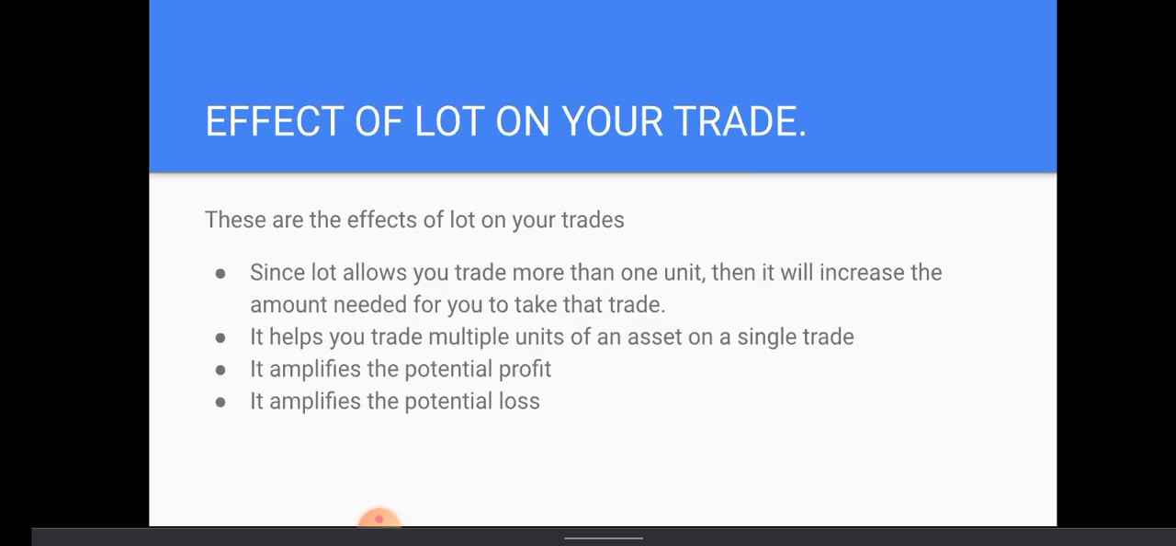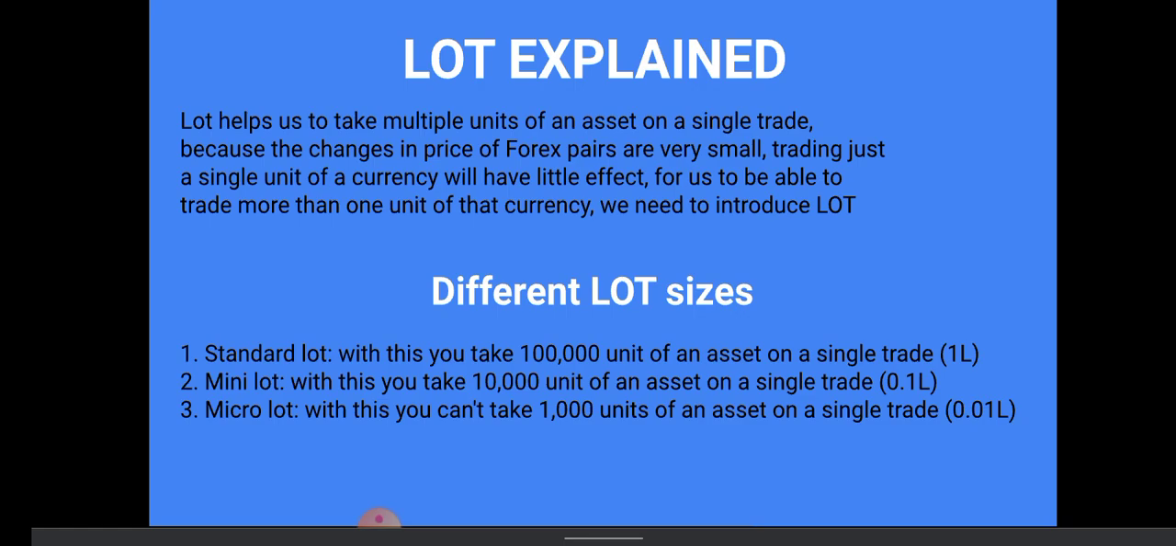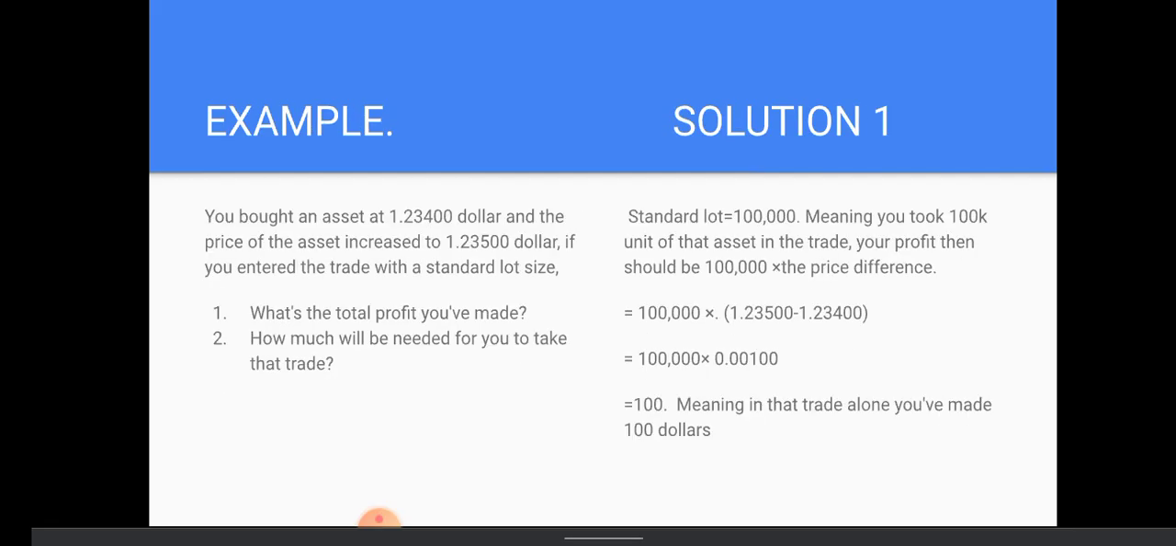So going back to the sizes of lot, you still see that with a standard lot, you are able to take 100,000 units of an asset. So let's go back to the question. They said we took this with a standard lot. So this asset that we bought for $1.23400 using a standard lot, how many units of that asset will we be taking? That is 100,000 units.